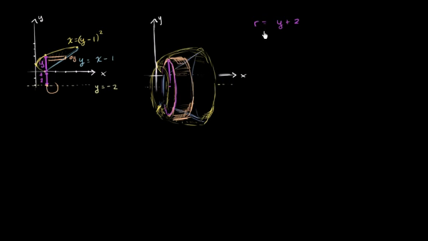If the radius is y plus 2, then we know that the circumference of this circle right over here is going to be 2 pi times that, 2 pi times y plus 2.